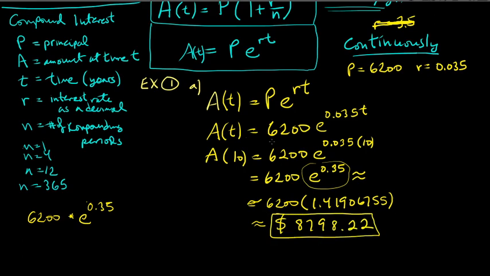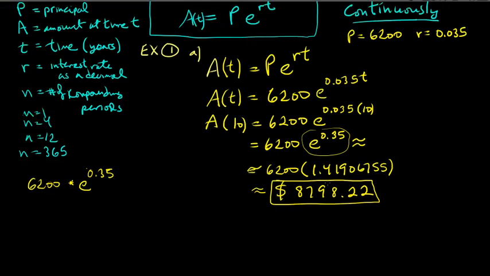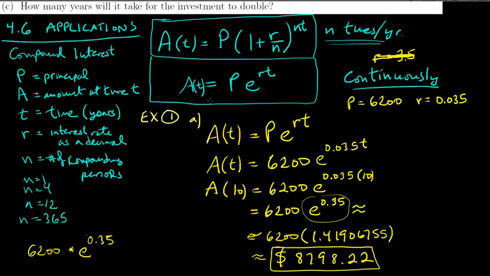So, you start with $6,200, and after 10 years, just due to interest alone, you get an extra 2,500 something, almost $2,600, I think. But yes, you have $8,798.22 after 10 years, which is a long time to wait, of course. Remember, this is only 3.5%, and you have to wait 10 years to get that much more. So that's the idea here.